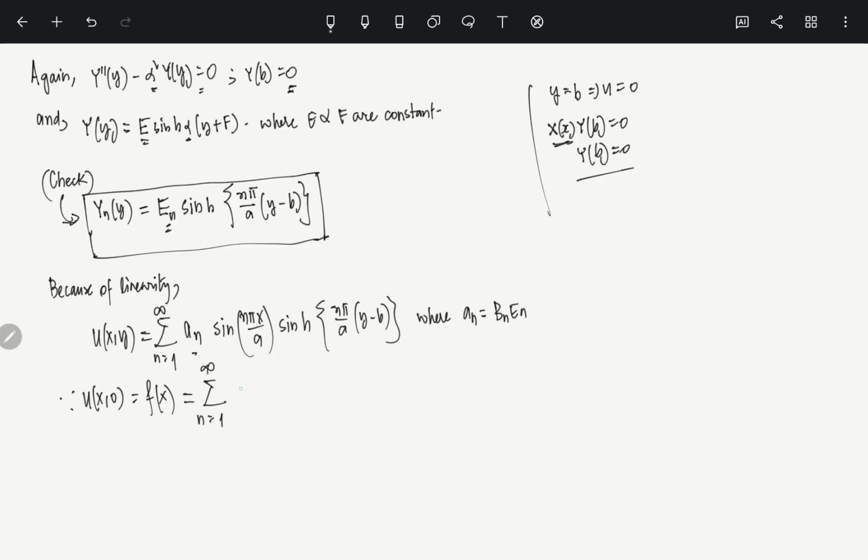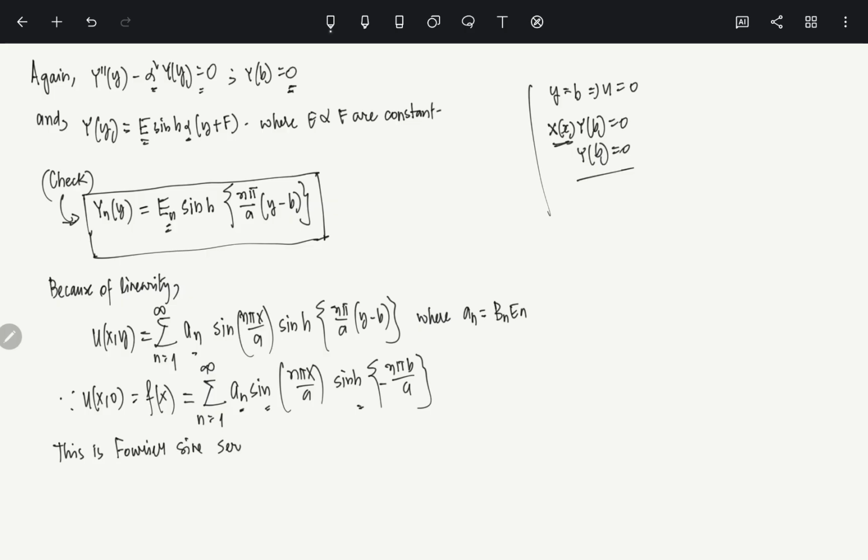So it is the summation n equals 1 to infinity of a_n sine of n pi x by a, and then y equals 0. So that will be sine hyperbolic of n pi minus b by a, right? So this is basically your constant. You can think of it like this: you have this summation of this constant times this constant, and then sine of n pi x by a. The sum of this, you are writing it in terms of f of x. This is nothing but a Fourier sine series.